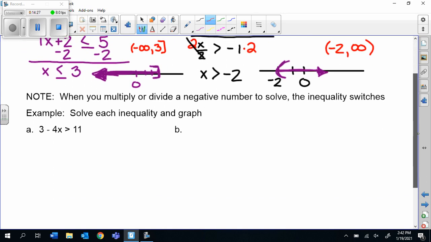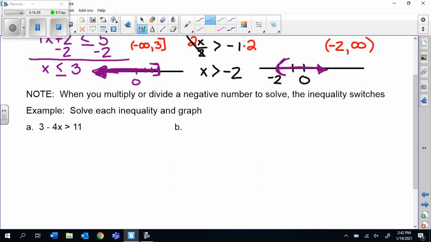All right. When you multiply or divide, this is the last kind of thing that you need to know for this section. And it is easy to forget. When you multiply or divide by a negative number in an inequality situation, the inequality switches. It flips. Less than becomes greater than becomes less than. So here's an example of how that works.